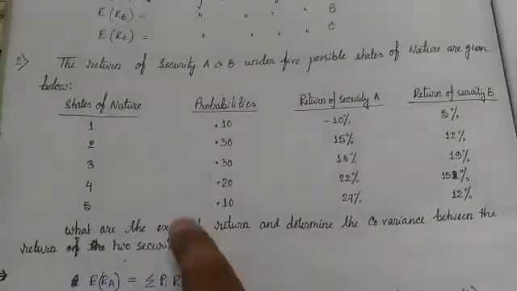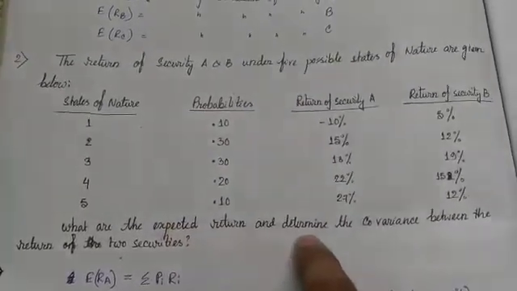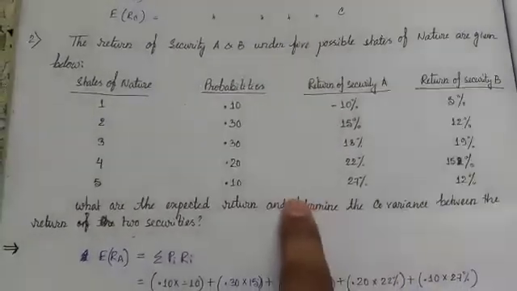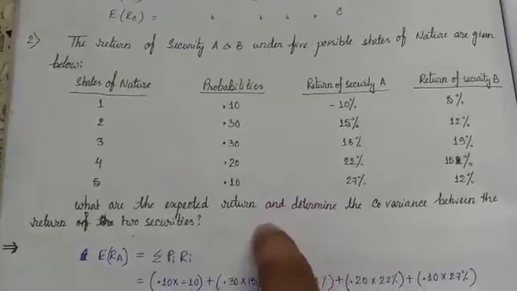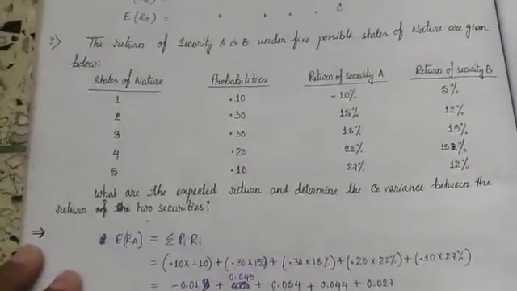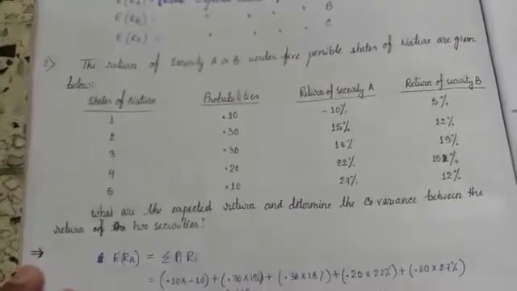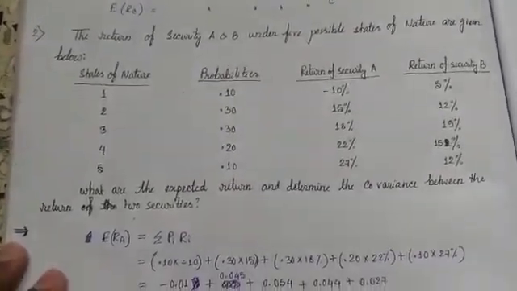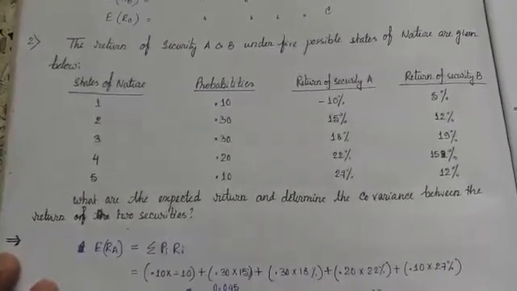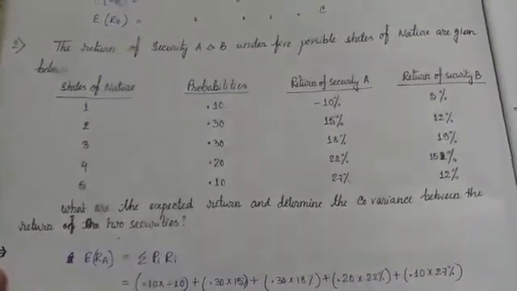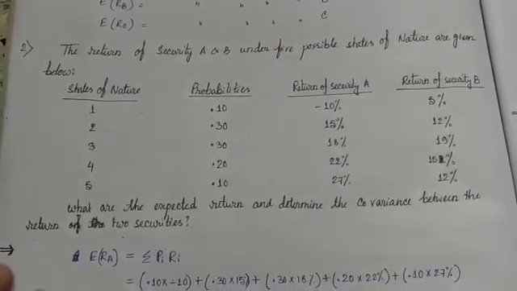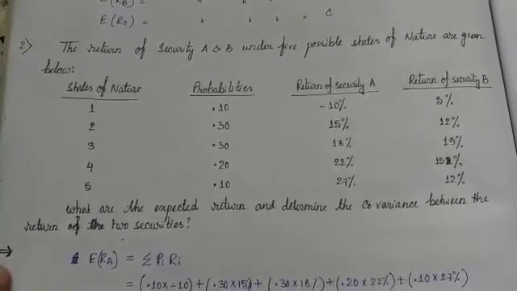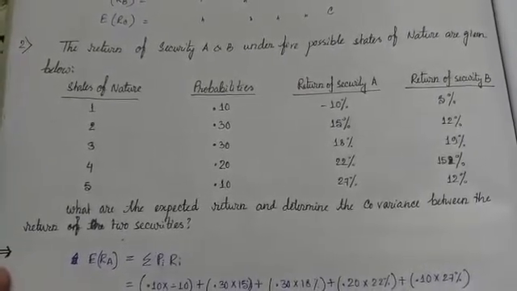Now the question is, what are the expected returns, and we also have to determine the covariance between the returns of the two securities. Now here we know that in Markowitz diversification, determination of the covariance or co-movement of the securities is very important. So here we have to calculate the covariance, that is the co-movement associated with these two securities. Now first we have to calculate the expected return.